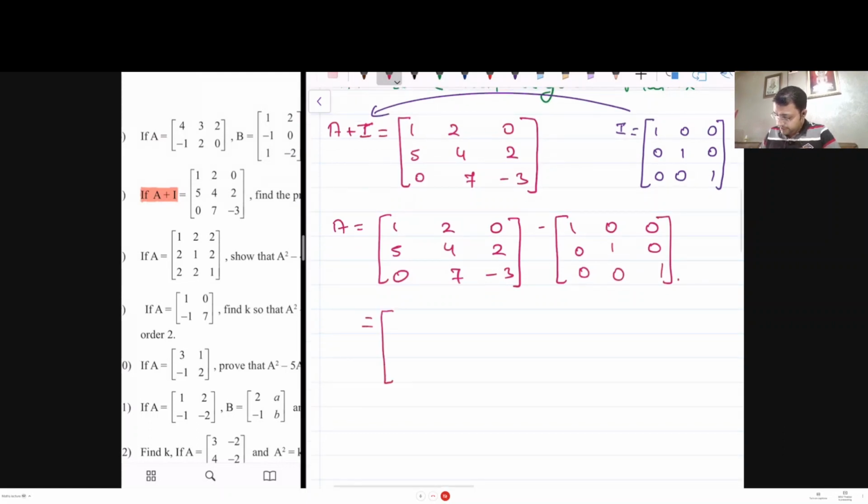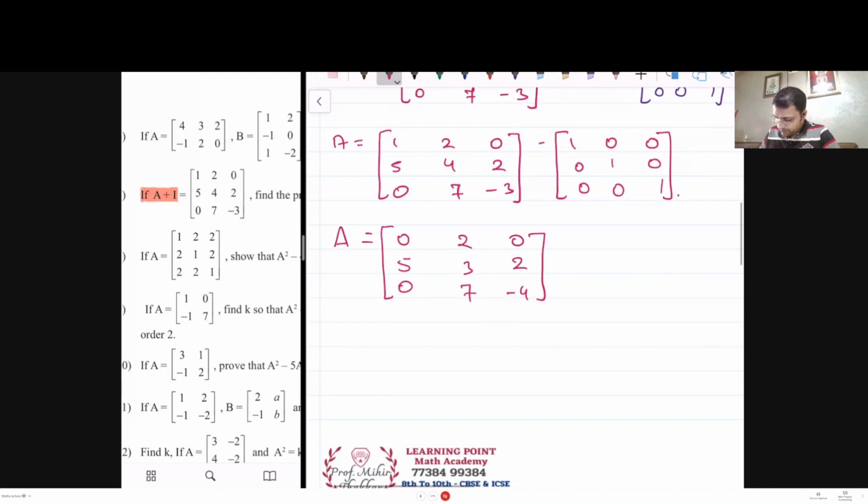So this is 1 minus 1, that is giving me 0, 2 and 0 for the next two elements. 5 minus 0, that is 5, 4 minus 1, that is 3, 2 minus 0 is 2, 0 minus 0 is 0, 7 minus 0 is 7, minus 3 minus 1 is minus 4. So guys, this is your required value of A. Now I will get the value of A minus I.